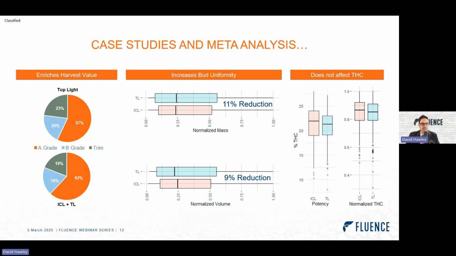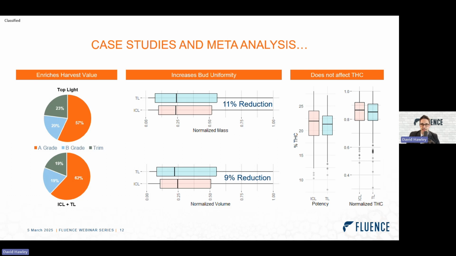And maybe it isn't the most scientific experimental design, but if you do enough of these, then again, the aggregate data lets you do something called a meta-analysis, so you can make overarching conclusions. All right, so from those case studies, what we saw was, first of all, using intercanopy light does enrich harvest value, right? If we compare these two pie graphs, let me take you through it.